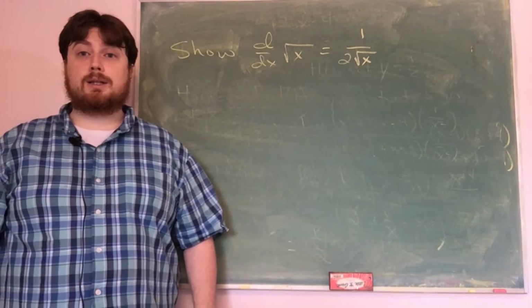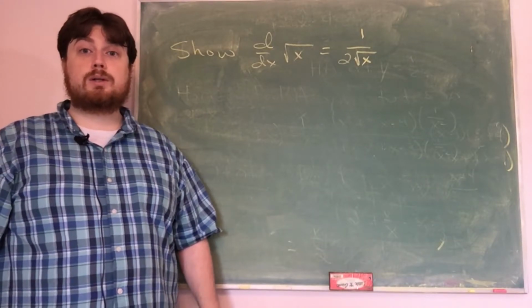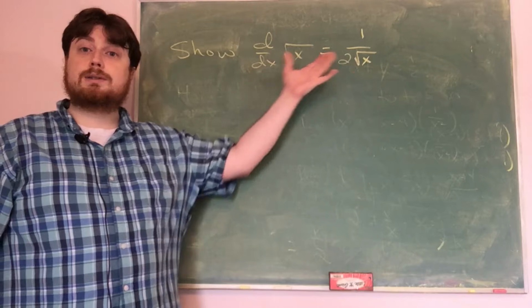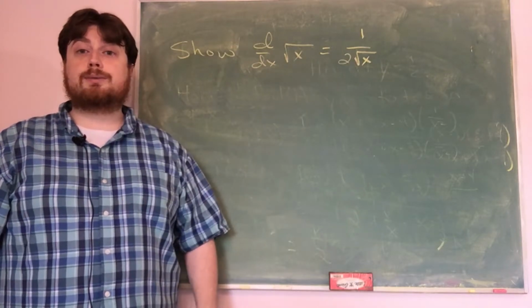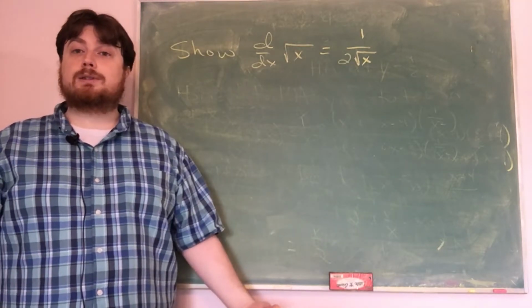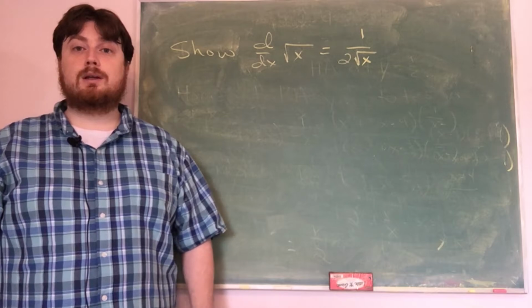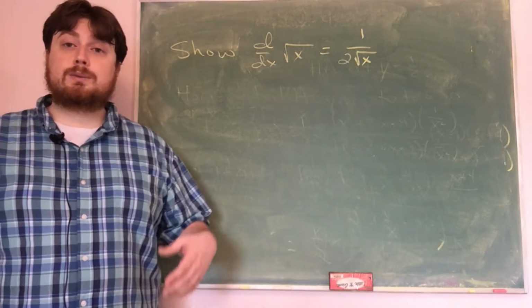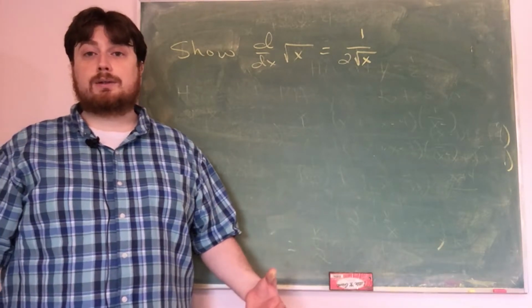Thank you for joining me today, mathematicians, as we try to show that the derivative of the square root of x is indeed 1 over 2 square roots of x using the limit definition of derivative. So where we need to start off is we need to actually recall the limit definition of derivative.